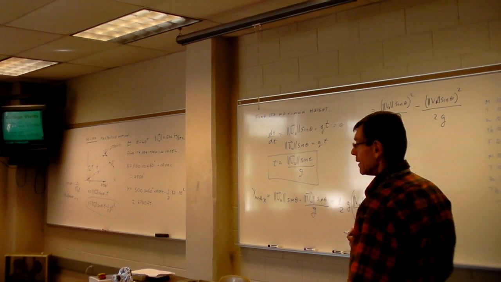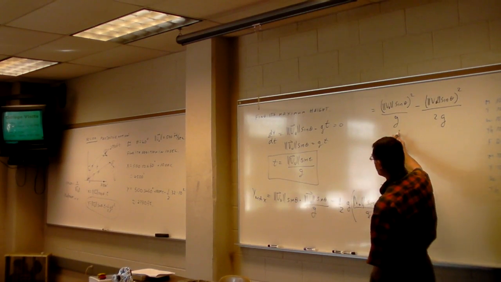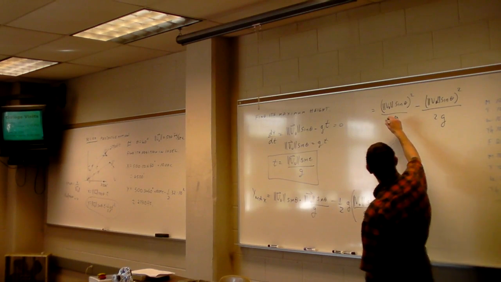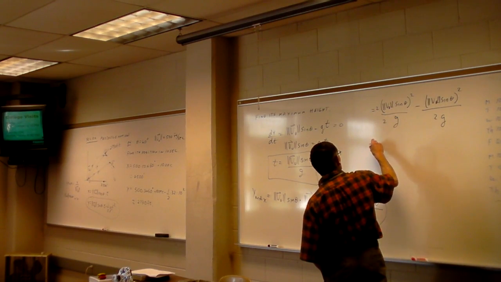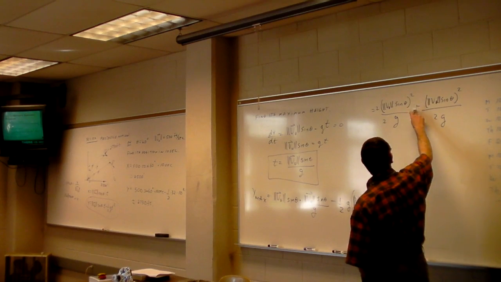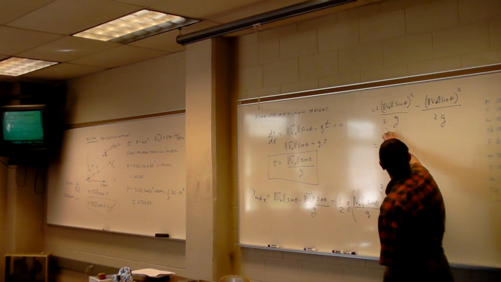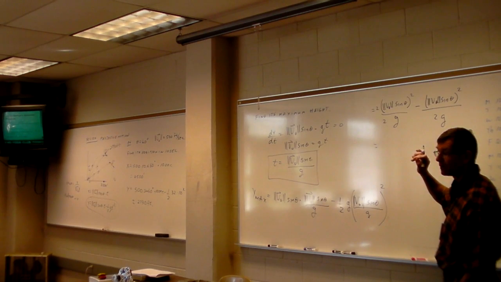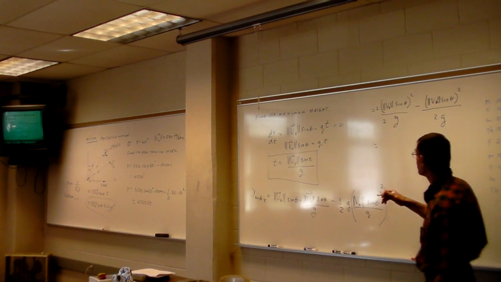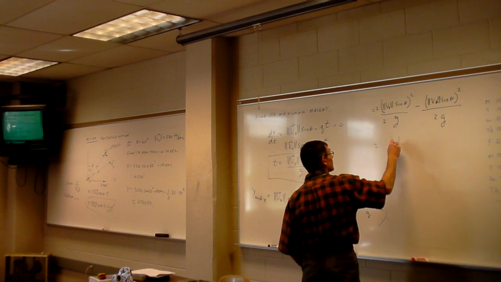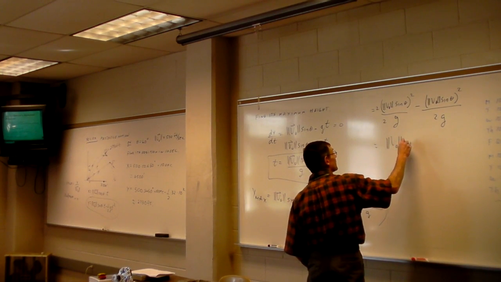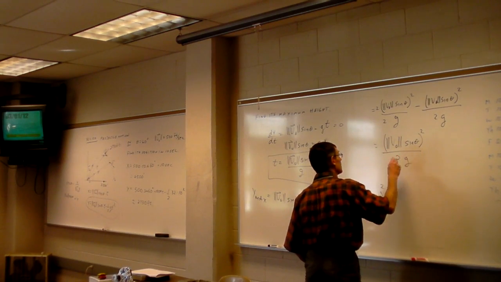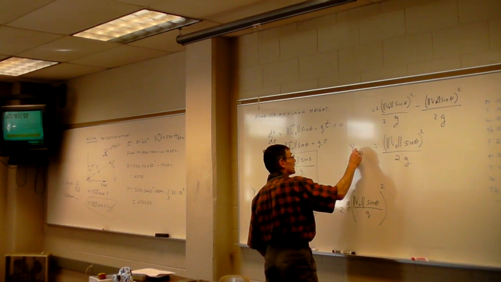And then you just plug in numbers? Well, let's get a common denominator here. The common denominator is 2g, so just multiply top and bottom by 2. So we have 2 of these squared minus 1 of these squared over 2g, which gives you 1 of them over 2g. So v sub naught sine of theta squared over 2g. That's the maximum height.